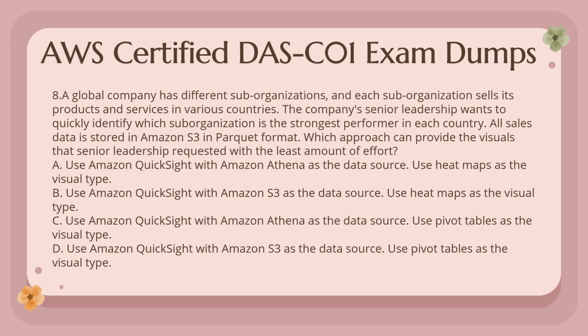A. Use Amazon QuickSight with Amazon Athena as the data source. Use heat maps as the visual type. B. Use Amazon QuickSight with Amazon S3 as the data source. Use heat maps as the visual type. C. Use Amazon QuickSight with Amazon Athena as the data source. Use pivot tables as the visual type. D. Use Amazon QuickSight with Amazon S3 as the data source. Use pivot tables as the visual type.